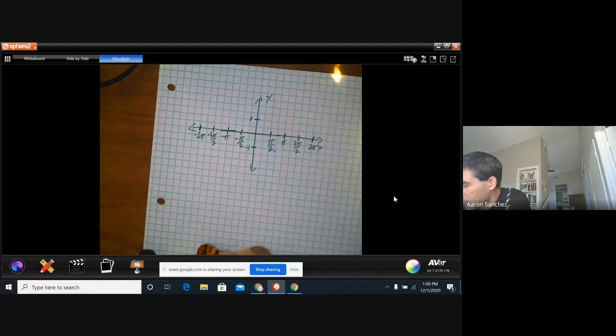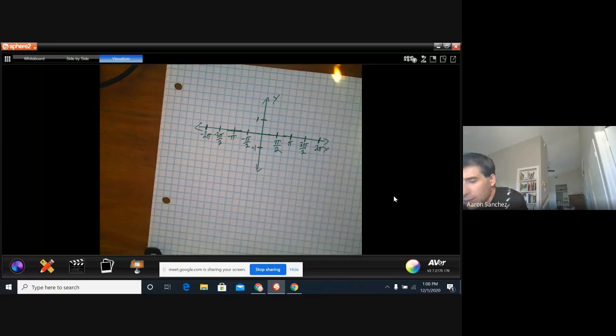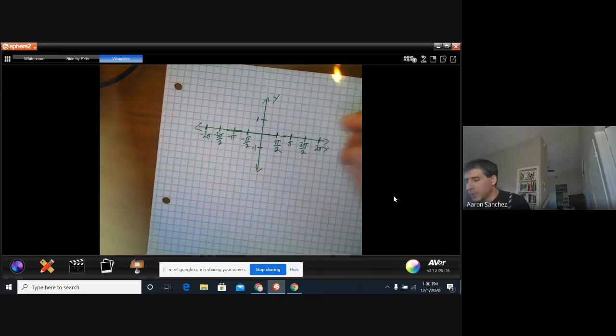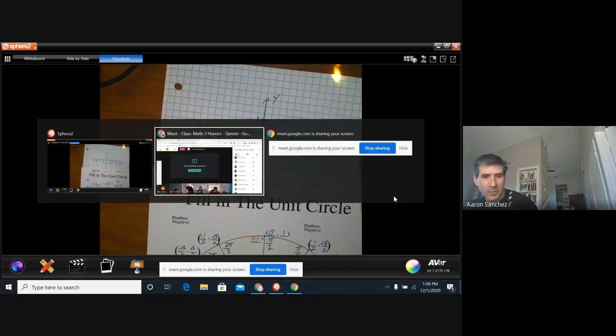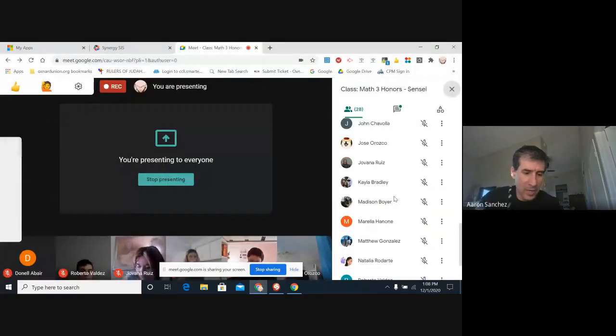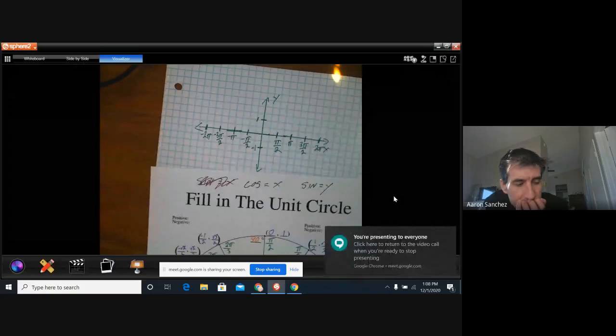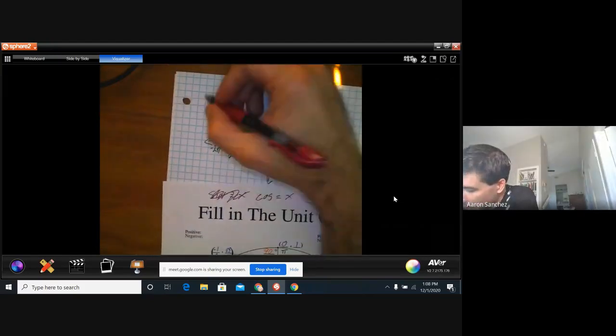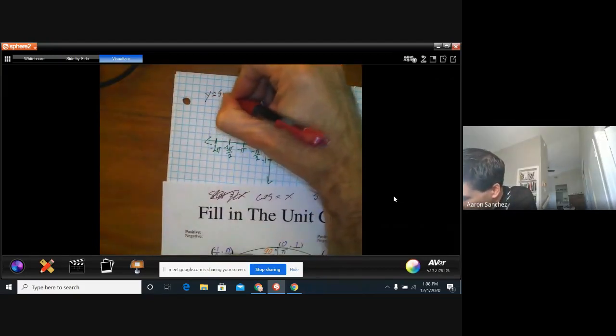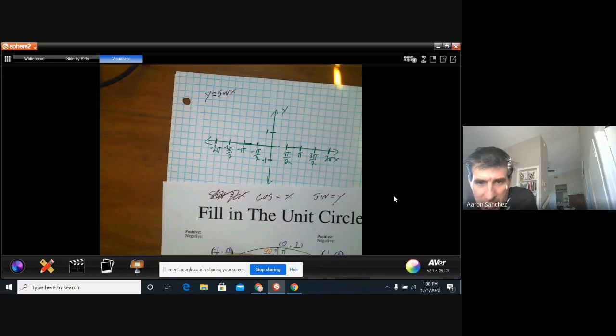Okay. Graph the zeros and ones. What should we graph? Sine or cosine? Kayla, what do you want to graph? Sine or cosine? Sine. All right, Kayla says graph sine. So we'll say y equals sine of x. We're going to graph y equals sine of x using the unit circle.